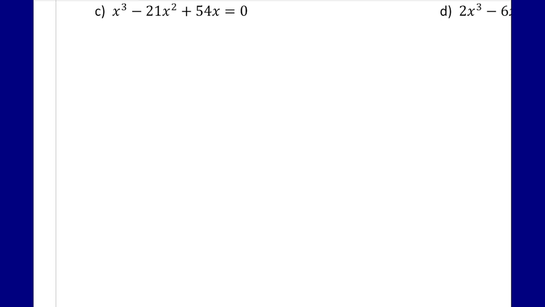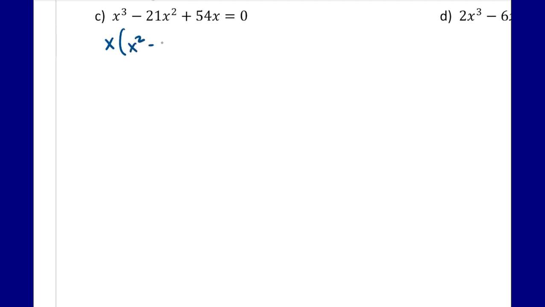Right, so the next one we see here, x cubed minus 21x squared plus 54x. This is similar in the idea that it's a polynomial, and it is going to be factorable. Looking at this, we see that every term has an x, so let's common factor that out. If I take a common factor of x out, that leaves x squared minus 21x plus 54, all equal to 0.